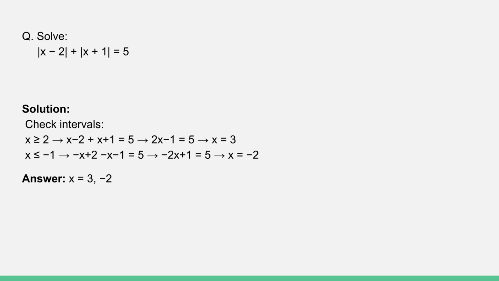Question: solve the equation |x - 2| + |x + 1| = 5. Solution: by checking intervals, we find 2 possible solutions. When x is greater than or equal to 2, x equals 3. When x is less than minus 1, x equals minus 2. The answers are 3 and minus 2.